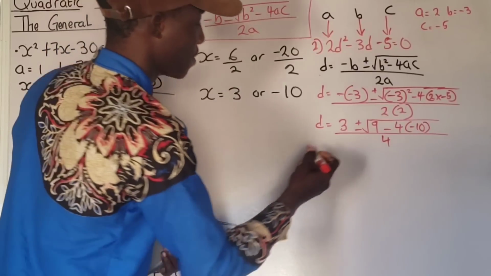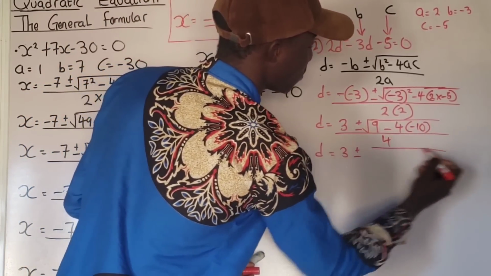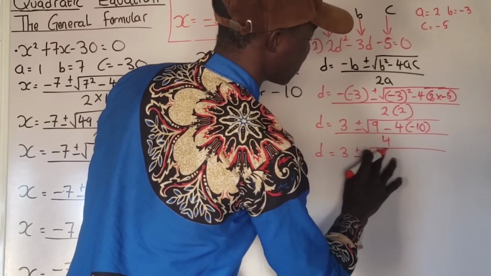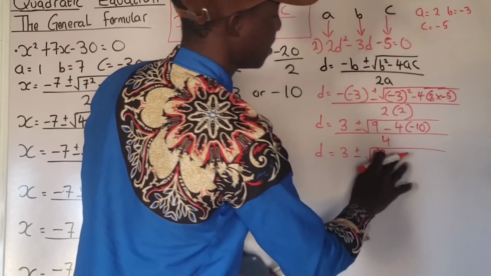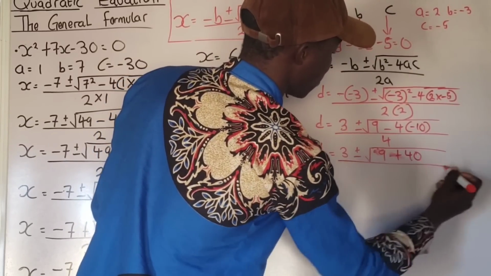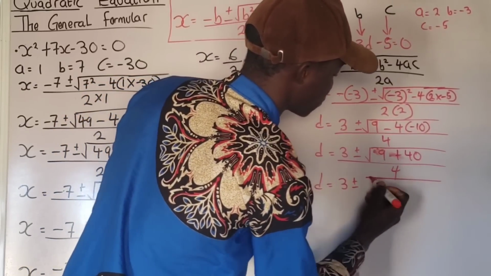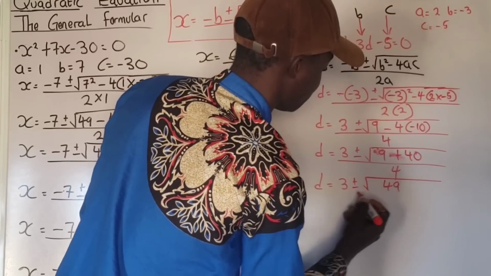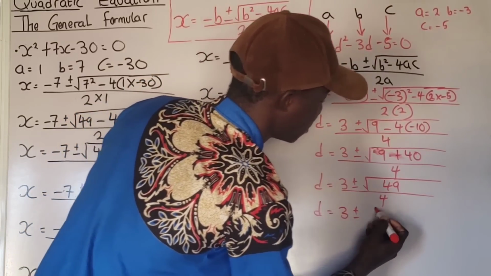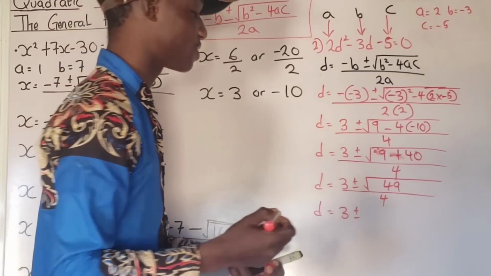Are you paying attention? Follow me carefully. D equals 3 plus or minus the square root of, let's simplify further. 9, -4 times -10, that will be +40. +40 all over 4. So D equals 3 plus or minus the square root of 49 all over 4. The square root of 49 is 7, because 7 times 7 gives us 49.